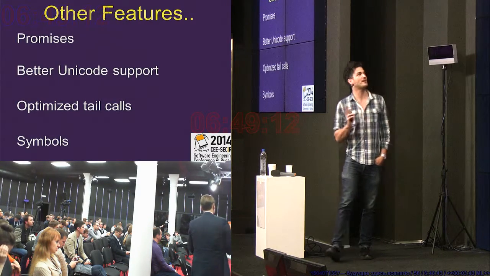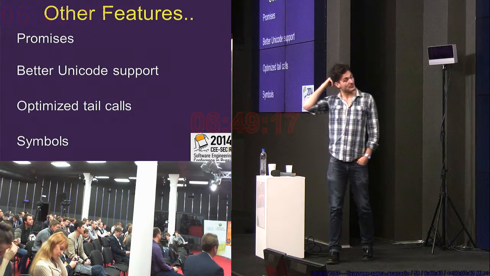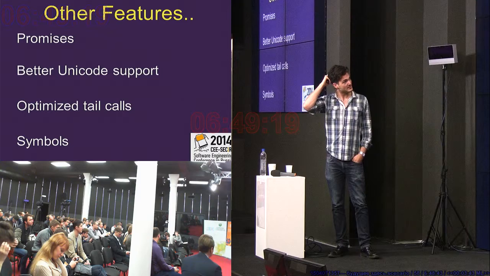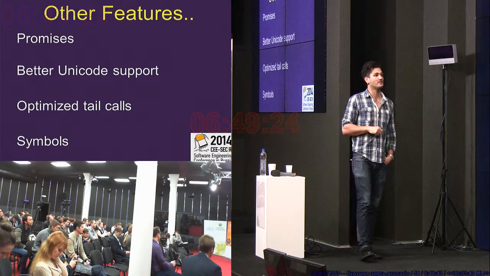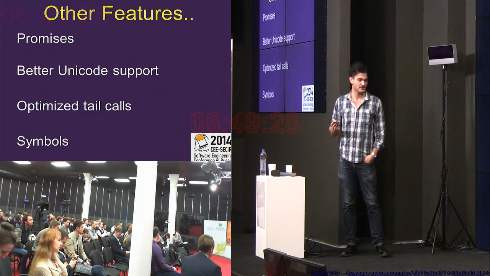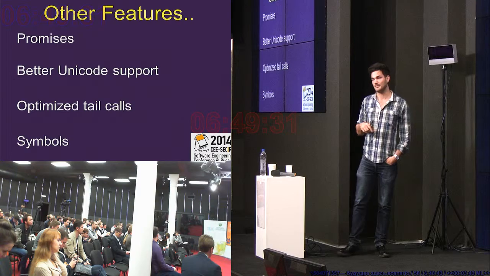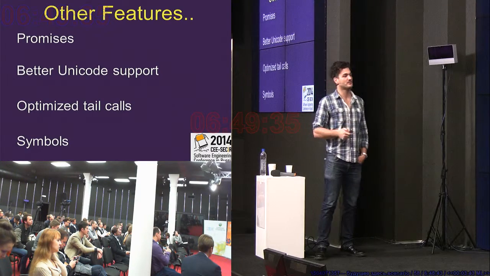The last two slides. These are pretty much not the only features in ES6. There are promises, which are really cool for managing asynchronous code. You've got better Unicode support. You've got optimized tail calls, so for recursion, you basically manage the stack in a better way, and symbols.